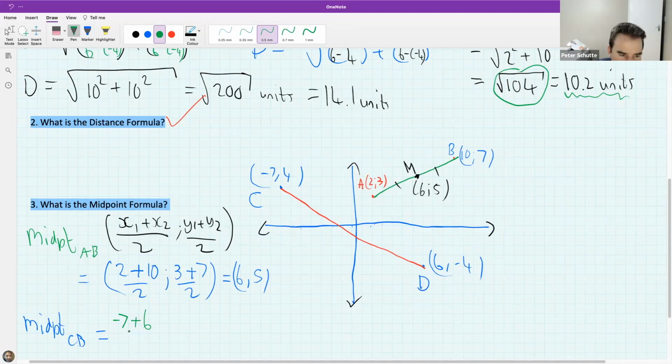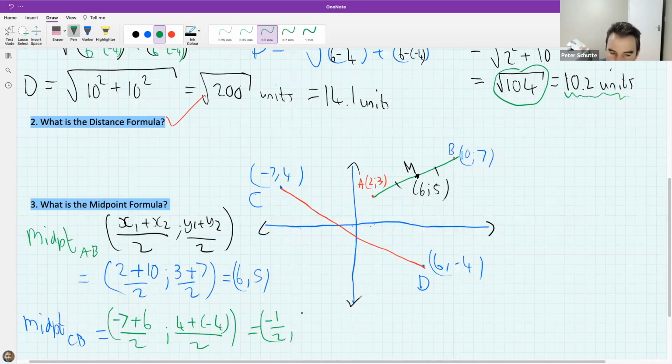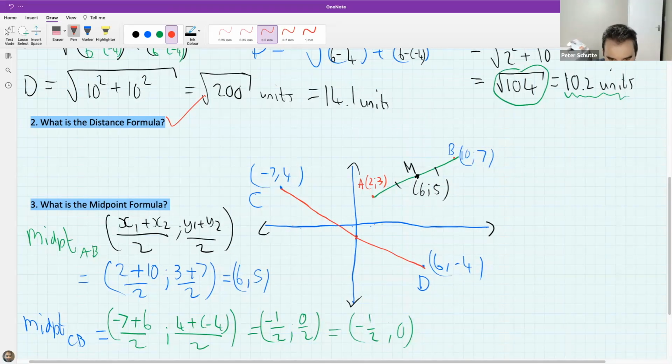So -7 plus 6 over 2, and 4 plus -4 over 2. So what do we get for this? -7 plus 6, so that's -1, and then 4 plus -4 is 0 over 2. So I get the coordinate -1/2, 0. So what that is telling me is that the midpoint is actually about here.